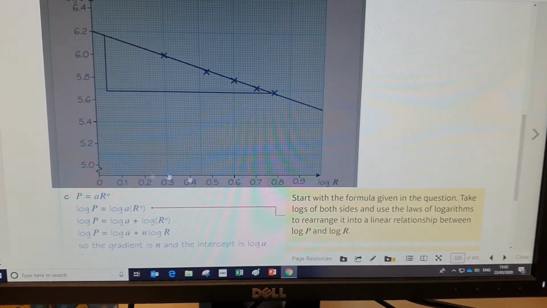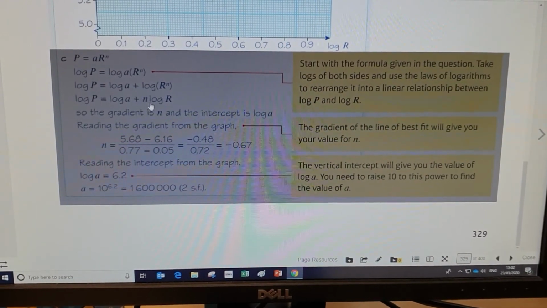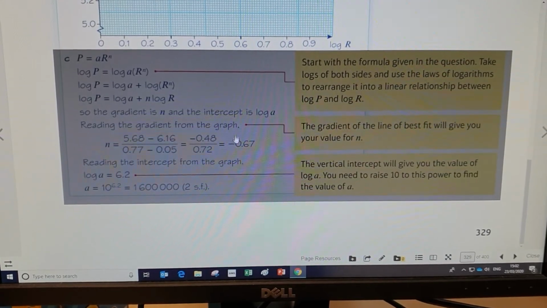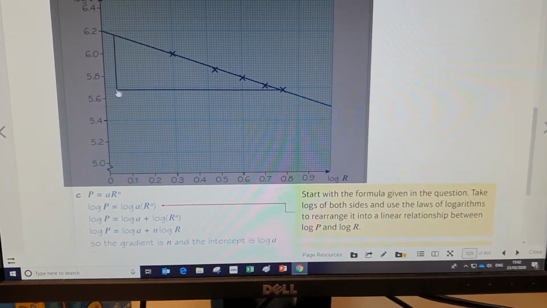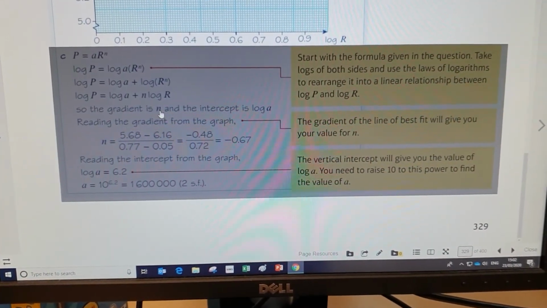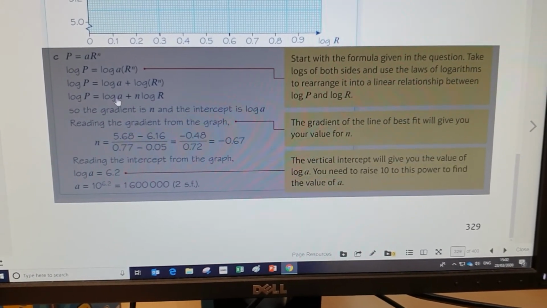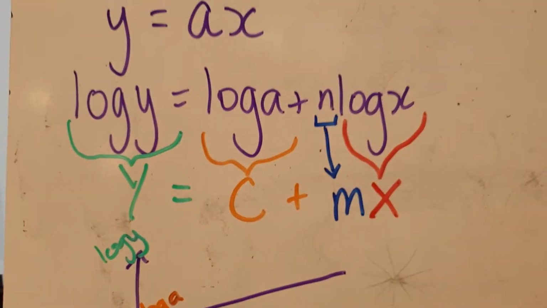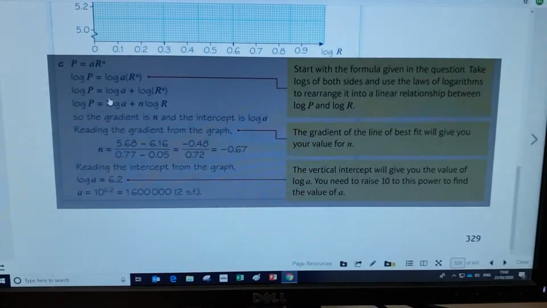Now this graph is log R against log P. So N is the gradient. And now in the question, they've said they've read the gradient from the graph. So they've done exactly what you would do in the normal GCSE. They've created a right angle triangle. They've done difference in Y over difference in X. So that gives us N, which is the gradient. Based on this equation, log A is going to be the y-intercept, which again you can see here. Log A is equivalent to C, the constant.